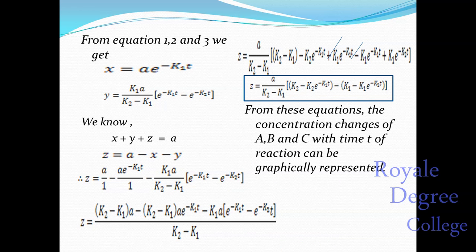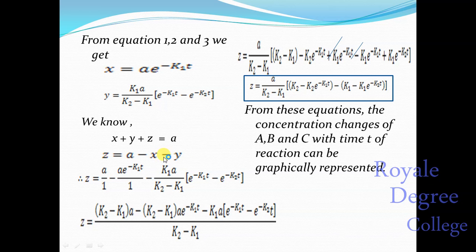Now from equations 1, 2 and 3 we get x equal to a e to the power minus k1t, and y is equal to k1a by k2 minus k1 into e to the power minus k1t minus e to the power minus k2t. We know x plus y plus z is equal to a, isn't it? So z we keep on this side, it is equal to a, and x we bring to the other side, it becomes minus x, and y becomes minus y. So what is the value of z?